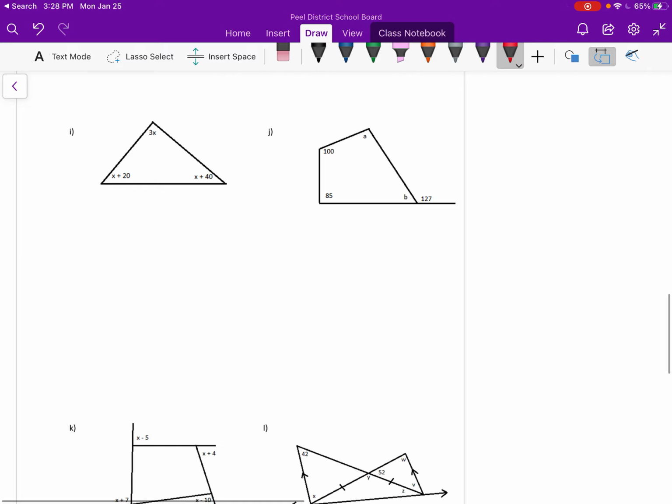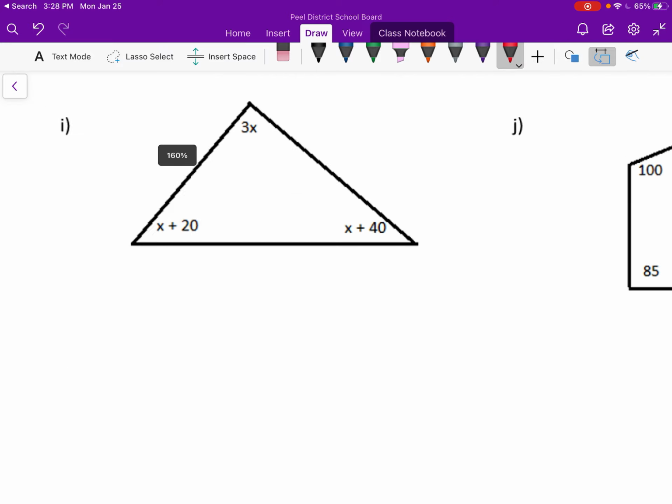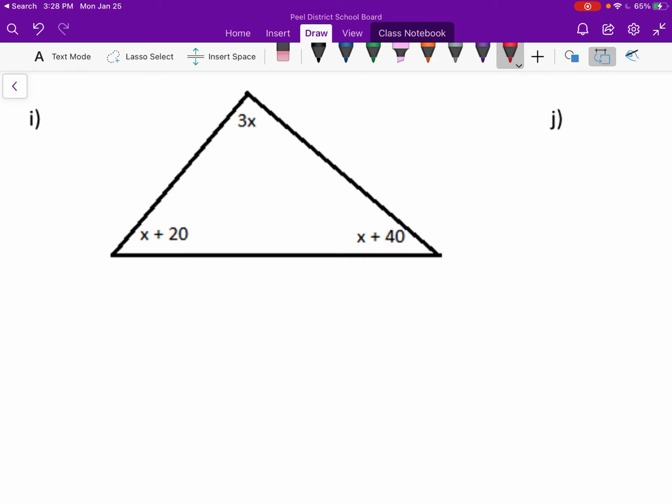Alrighty, moving on. This is where things start to get a little bit more complicated, because now what we're trying to do is we're trying to do algebra and geometry at the same time. But you're still using the same theorems. Now instead of a 3, you have 3x, right? But don't fret, it's the same thing. So we know that all of these, when you add them together, are going to give us 180. So let's just put that in an equation.